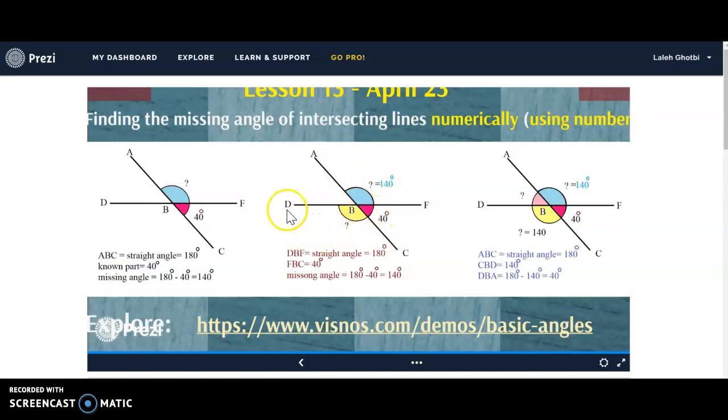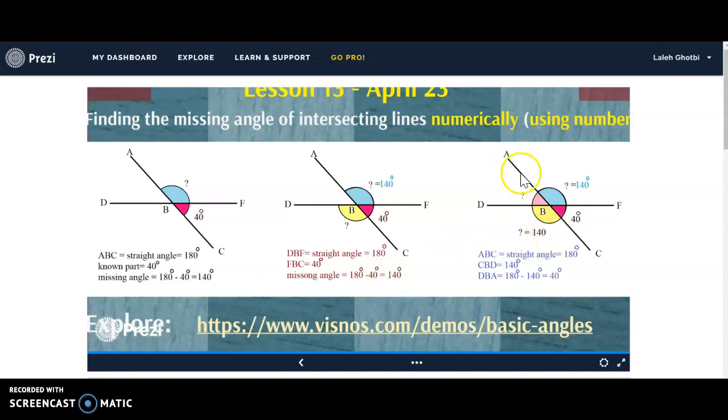Now the focus is going to be on the yellow and dark pink angle here. DBF, this down portion of it. The entire angle is 180 degrees because it is a straight angle. One part is 40 degrees, the other part is, we just did the same subtraction, right? The other part is going to be 140 degrees. I'm going to write down the value of it here.